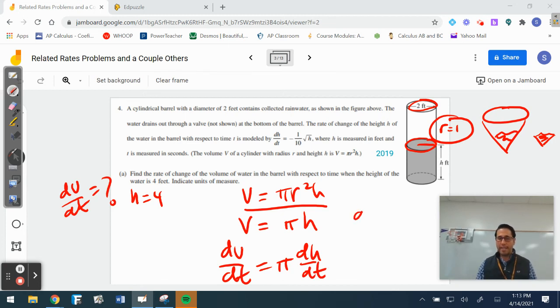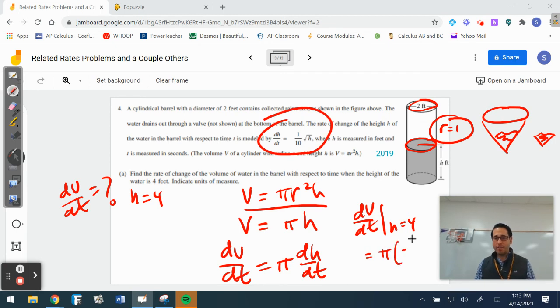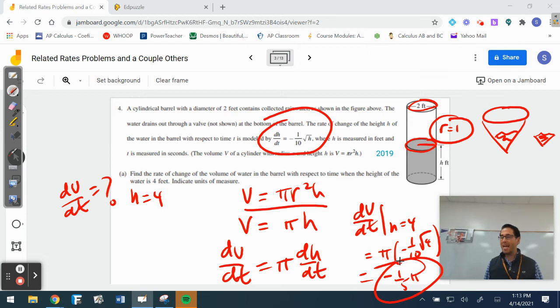So now I'm going to plug in a 4 for h, but there's nowhere to plug in the 4. Yes, there is. It's just pi dh/dt, which would be this, with the square root of 4. Am I doing that right? Yes, I am. So that would be negative 1/5 pi. Done.